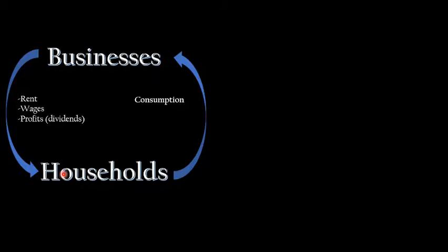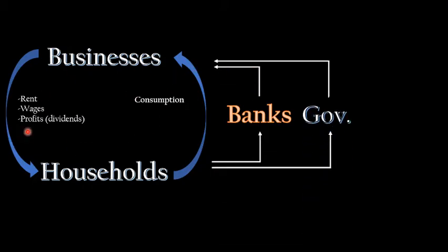Now this is simplified a little bit because we've got some other economic agents. We have banks who take money out of the economy when people save, and people can borrow money, and that puts money back into this circular flow. We have the government, who are another economic agent, who tax households and businesses and take money out of this circular flow, but the government also puts money back in when they spend on education and infrastructure, like building roads and stuff.